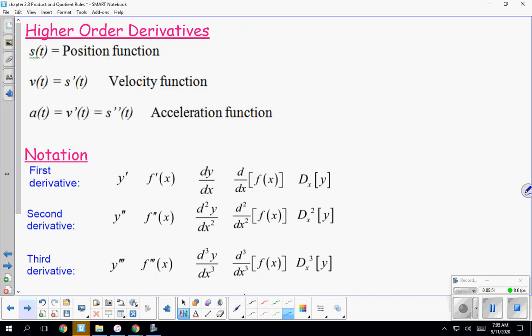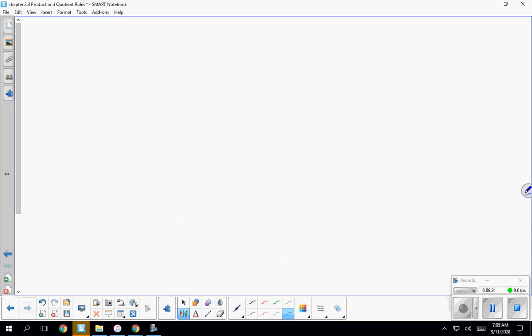Higher order derivatives, again, we've talked about this already. First derivative is velocity, second derivative is acceleration. Here's some different notation. We usually don't get up to third derivatives because they don't have a lot of meaning in a lot of our problems. The notation a lot of people don't remember is this one right here. This is the second derivative of y with respect to x. Again, it's just another way to denote the second derivative, and you will see that on the AP test. And that's it.